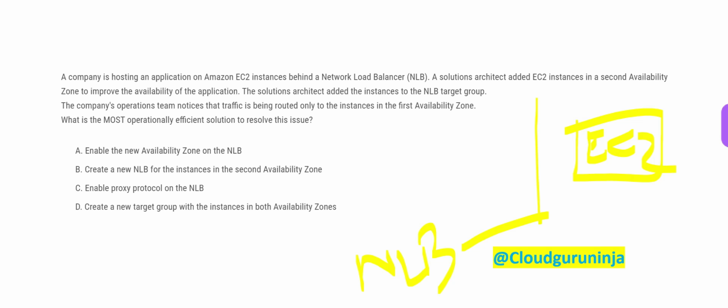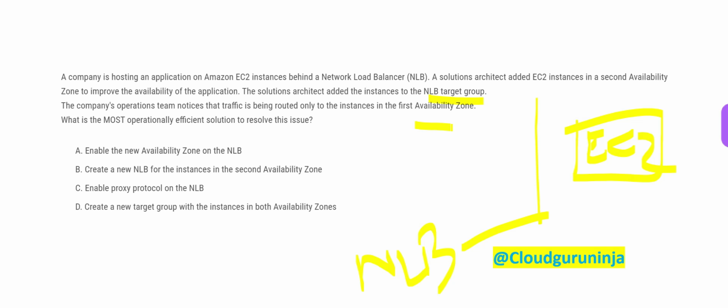So what is the problem? The solution architect added the instance and also added it to the NLB target group. The company's operations team notices traffic is only routed to the first one, so traffic always flows to the first AZ and never goes to the second AZ. You have to fix it in the most operationally efficient manner.